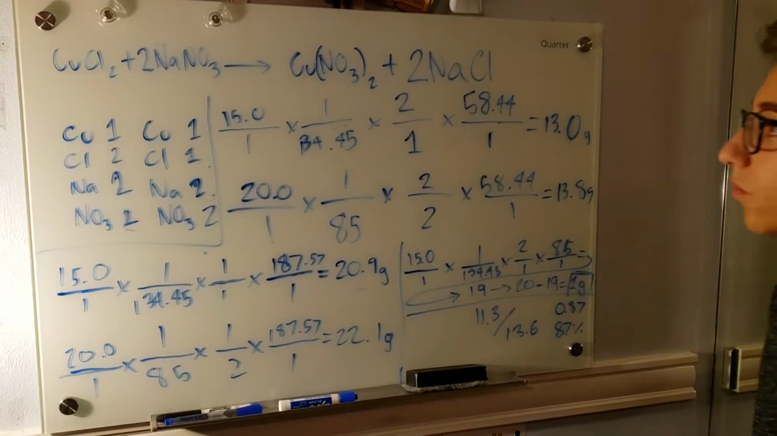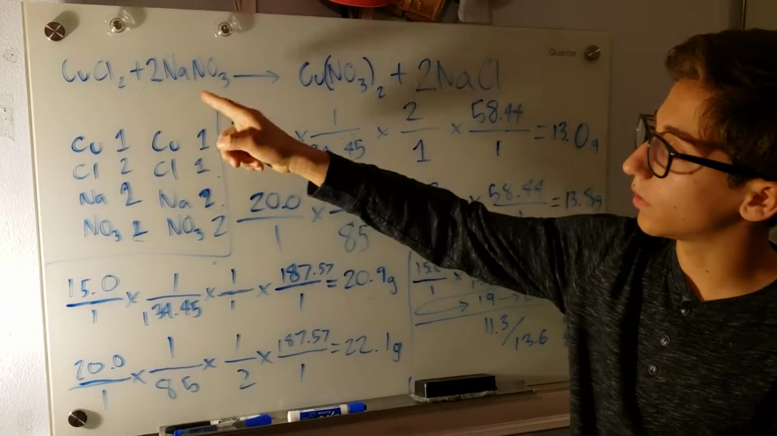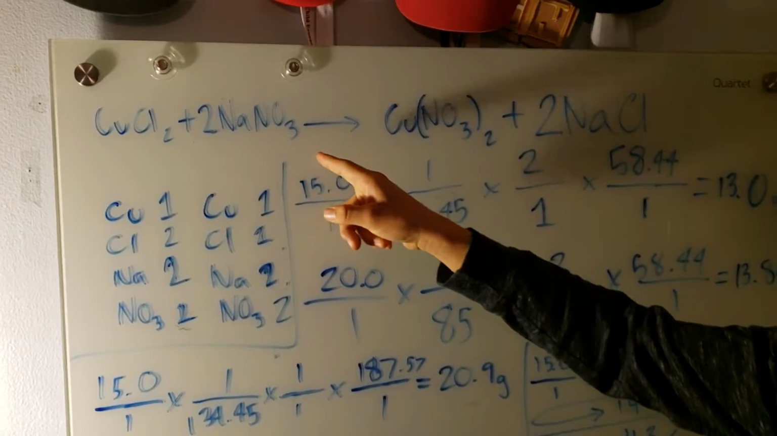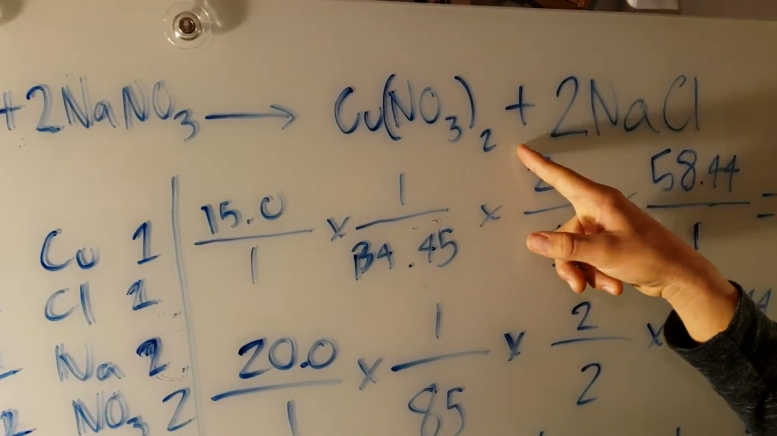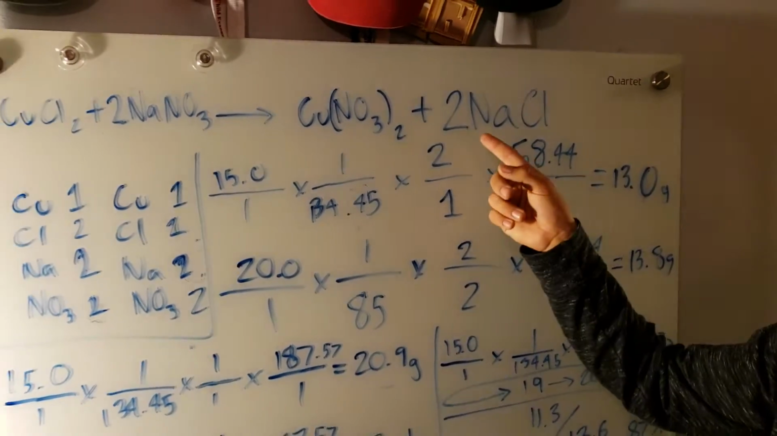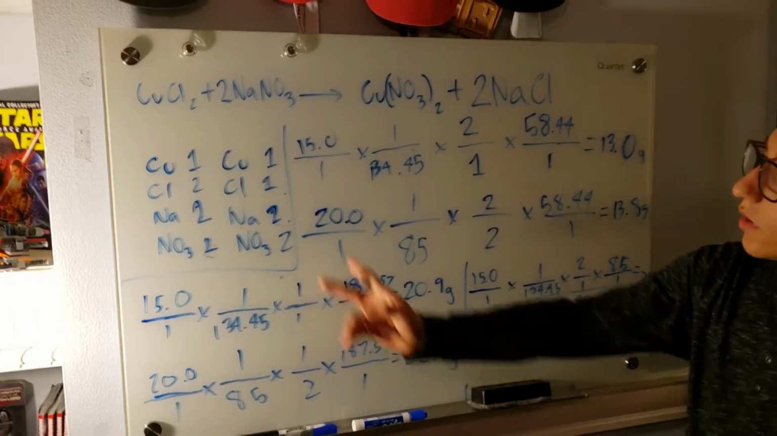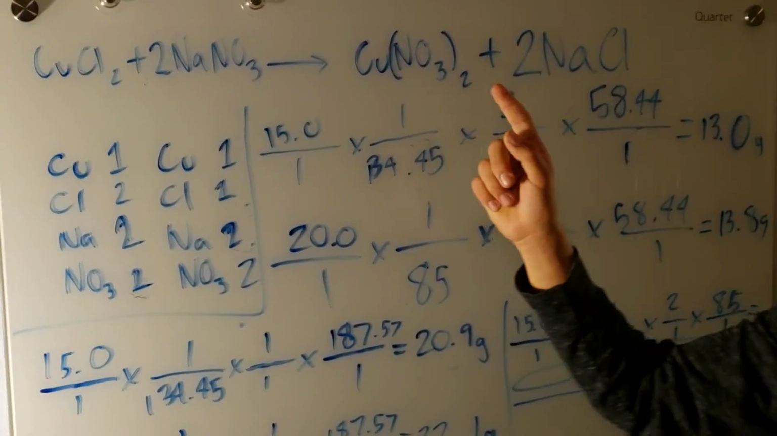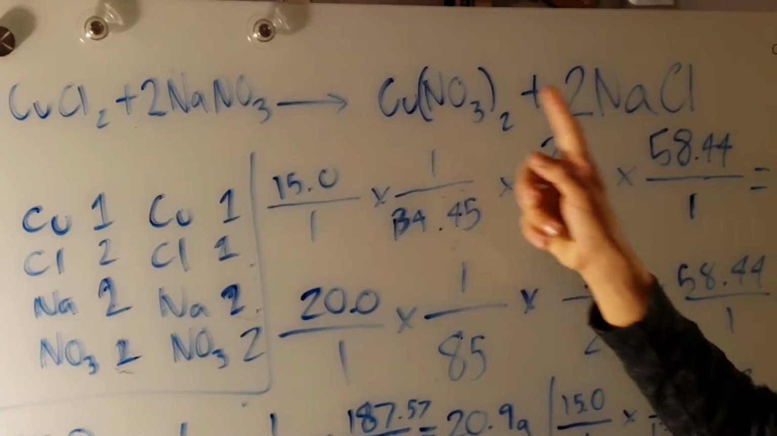The equation is copper chloride plus sodium nitrate equals copper nitrate plus sodium chloride. I have this chart here that I've set up for us to see. We have one copper on each side. We have two chlorines on each side.